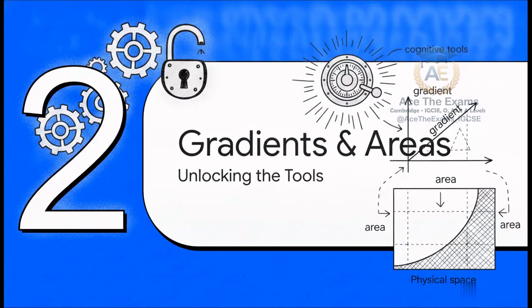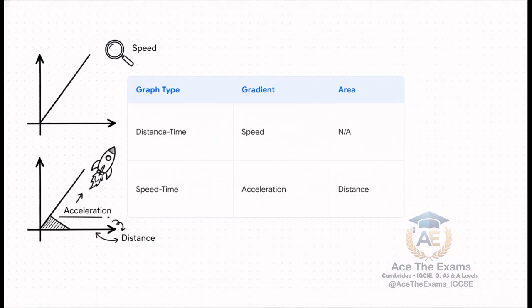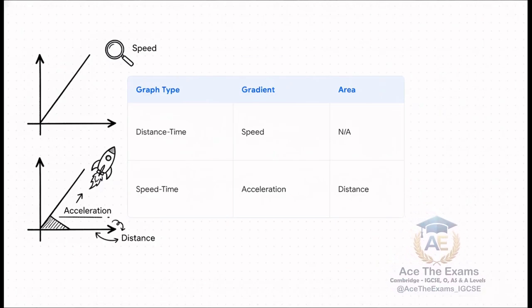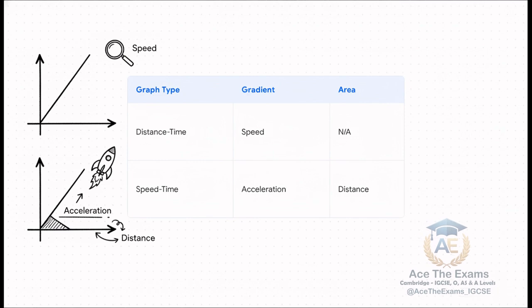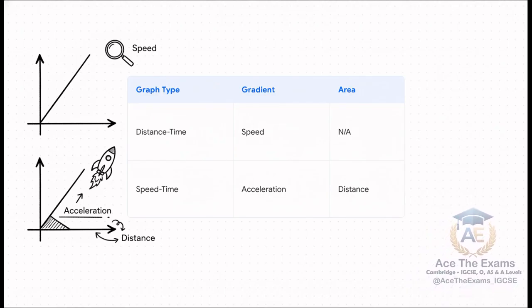Moving on to Section 2, Gradients and Areas Decoded. This is where we unlock your tools. Okay, now that we know what the trap is, it's time to assemble our cognitive tools. Think of gradients and areas as your precision safecracking instruments. You can't just stare at a graph and hope the answer magically materializes in your brain. This brilliant matrix right here is your master decoder. Honestly, take a mental photograph of this table right now.